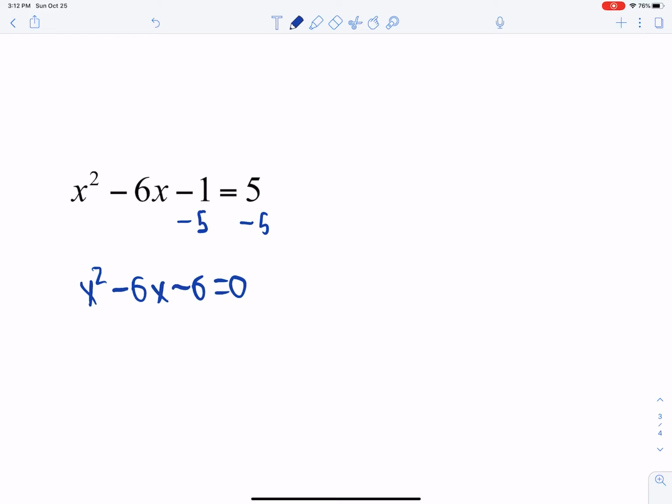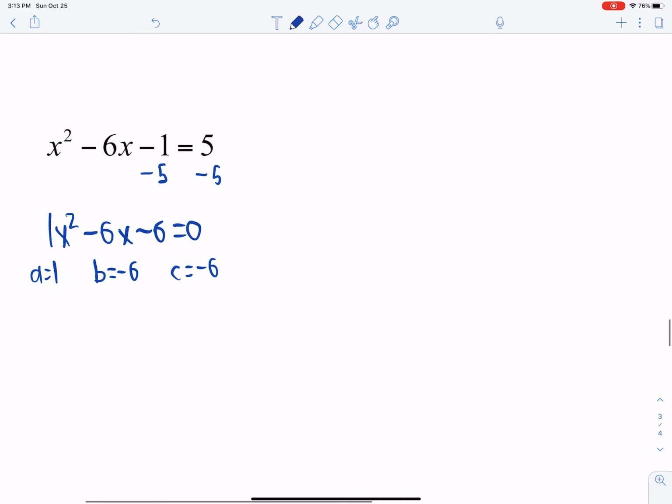So now, looking at this, x squared, remember, is the same thing as 1x squared. So we'd have a equals 1, b equals negative 6, and c equals negative 6. So recognizing that, we can set up our quadratic formula fraction the same way we always do.